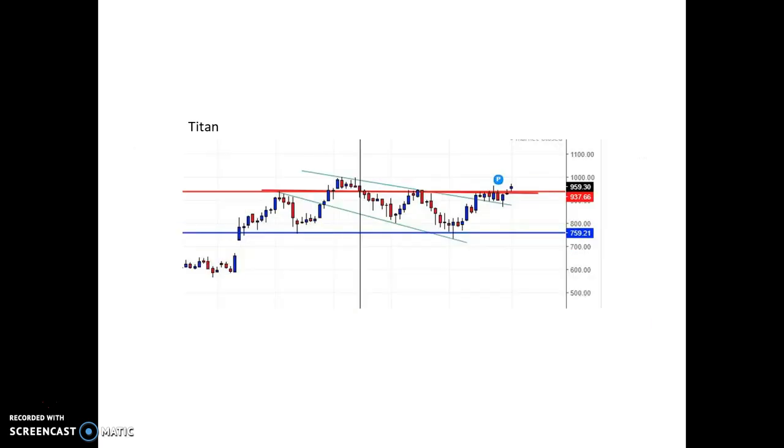Moving on to the next, Titan. If you observe over here, Titan has a closing price around 959, and it has given a decent up move. Considering it is facing resistance, the next resistance lies around the target of 1000, so around 50 rupees, about 0.5% up, we may expect.